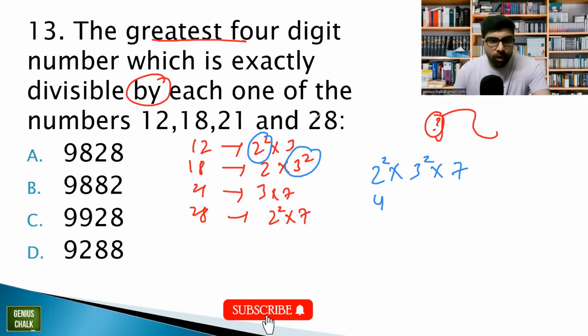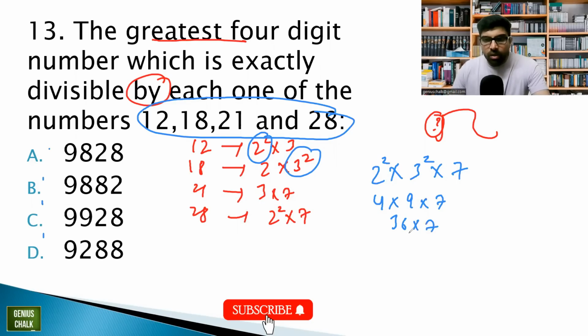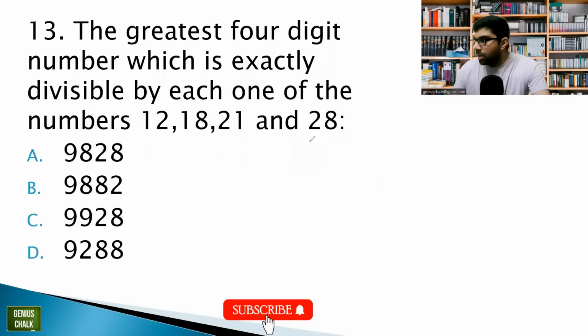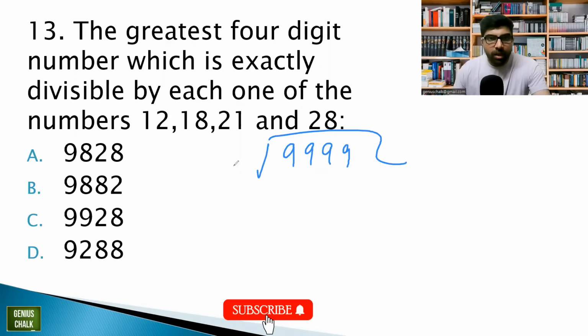Okay, you're going correct. So it must be the LCM because the numbers are big. So 4 into 9, 36 into 7, right? So how much? 36 into 7. This becomes 30 into 7, 210 plus 42. So LCM is 252. LCM is 252. Now just check by the greatest number. What is the greatest number? 9999. And just check it by the greatest number, 252. It should be exactly divisible by this.